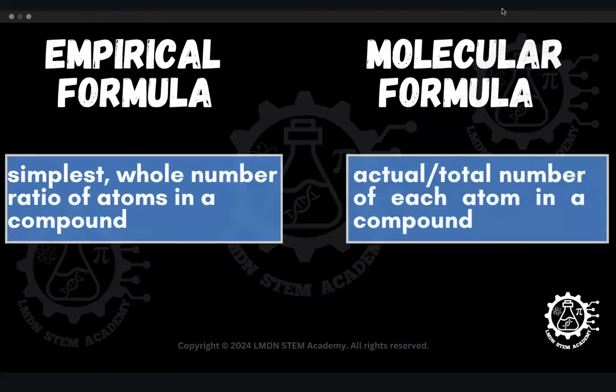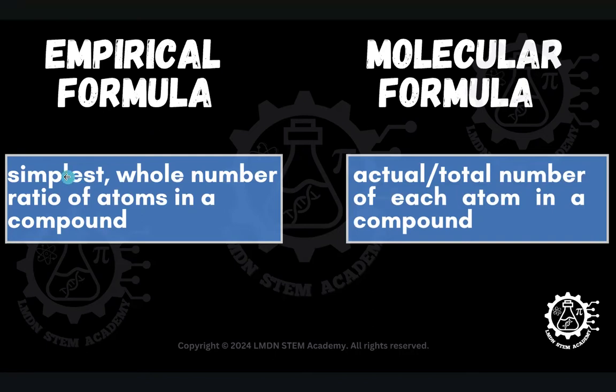So we'll start by comparing and contrasting the empirical formula with the molecular formula. The empirical formula is the simplest whole number ratio of atoms in a compound, while the molecular formula is the actual total number of each atom in a compound.